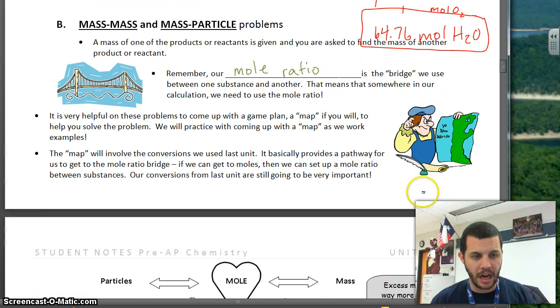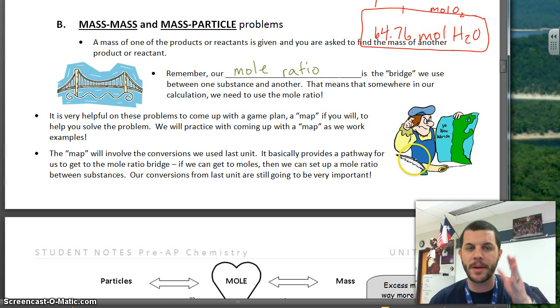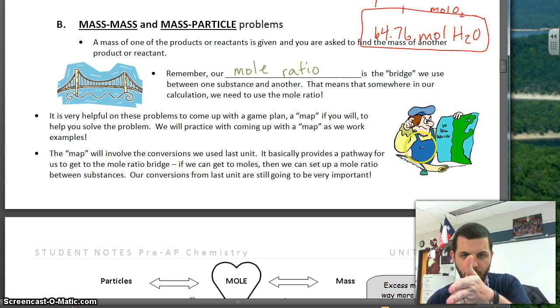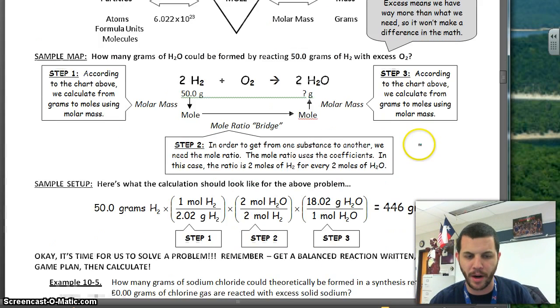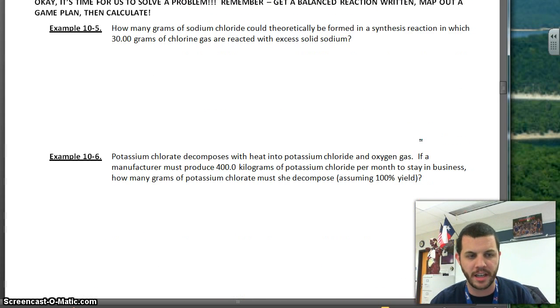Okay. This says we're going to be dealing with mass to mass and particles to mass. Remember, write down mole ratio. That's going to be our bridge to get from one thing to another. But let's just do a problem. I'm so excited about this, and I think y'all are too. So we just need to do a problem.